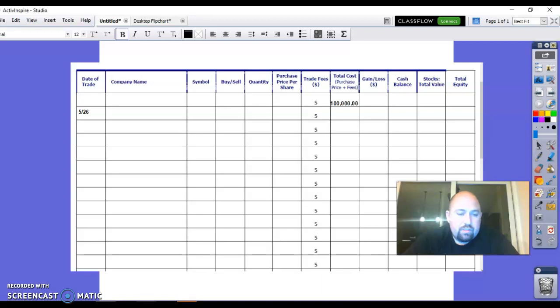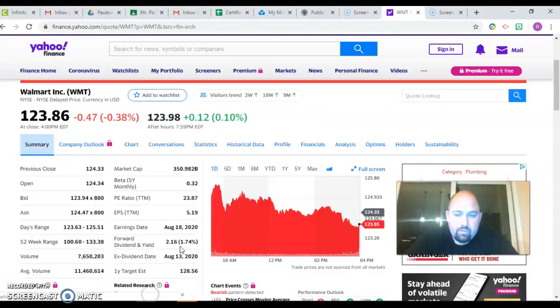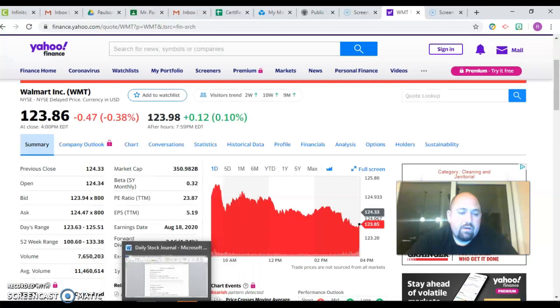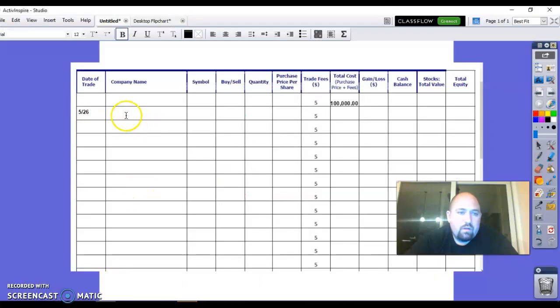Now the ticker symbol is how to easily look up companies. Every company has their own unique ticker symbol, and it's usually going to be in parentheses up here by the name. Walmart's ticker symbol is WMT. It's how they're known on the stock market. Looks like that didn't save. Okay. Walmart is the company name. The ticker symbol is WMT. Why is this not saving? There we go. And what we are going to do today is buy.